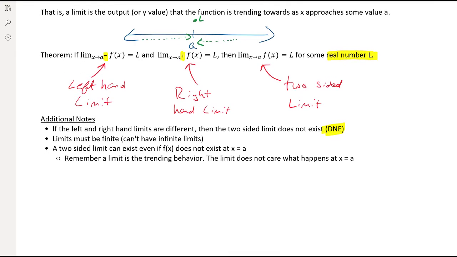And also, this is going to come into play, especially when we get to graphs. A two-sided limit can exist even if f of x does not exist at x equals a. What this means is that even if there is a hole in your graph, or if you don't have a function value f of x at this particular x equals a value, then you can still have a limit, because a limit is the trending behavior. The limit is not affected by what happens at exactly x equals a. So if there's one thing you could take away from this video, it is that a limit is the trending behavior. The limit is not affected by what happens at x equals a.